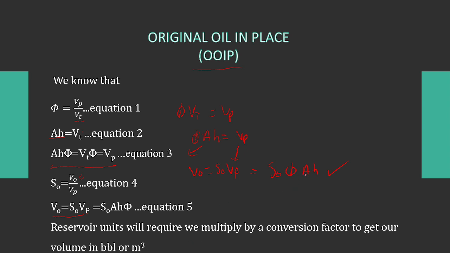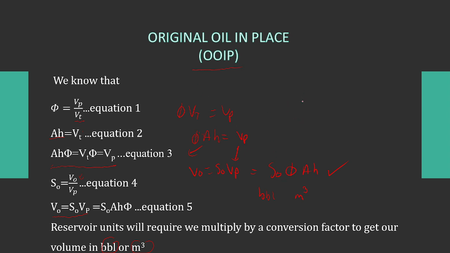But the thing is that when we are dealing with reservoirs, the kind of units we have would require a certain conversion factor so that we can get an answer in barrels or cubic meters. So the question might ask you to find the original oil in place, and your units might be required in barrels or cubic meters. The original oil in place is the oil that is saturated in the reservoir before you started doing production. That's what they're talking about, original oil in place.